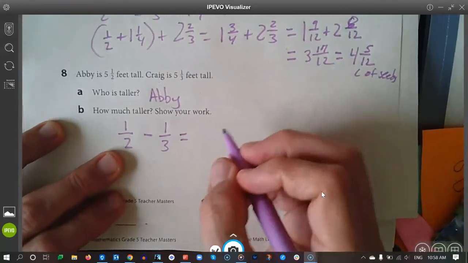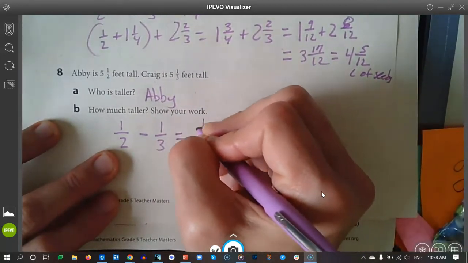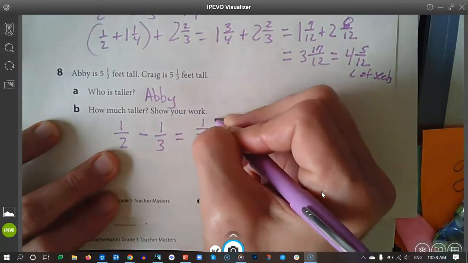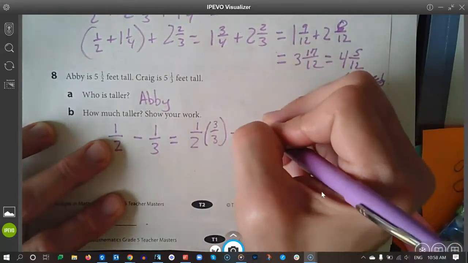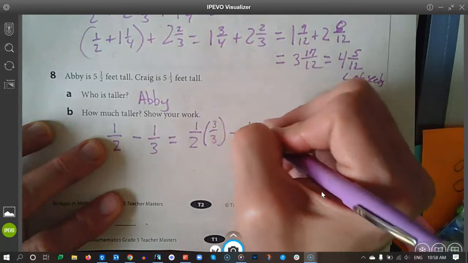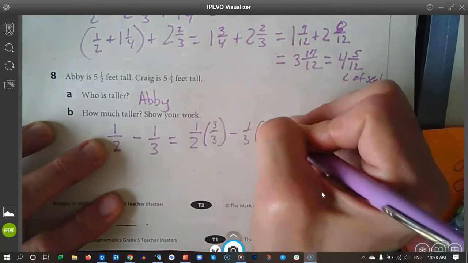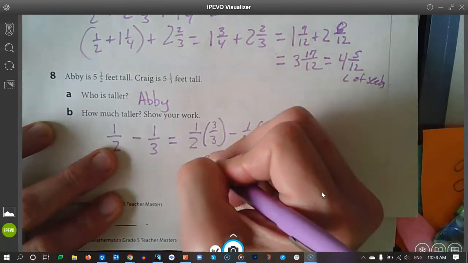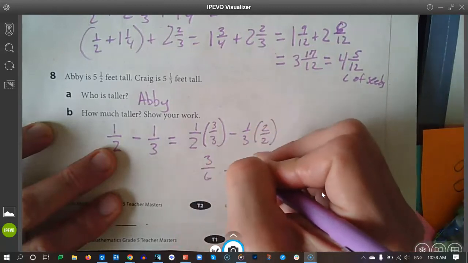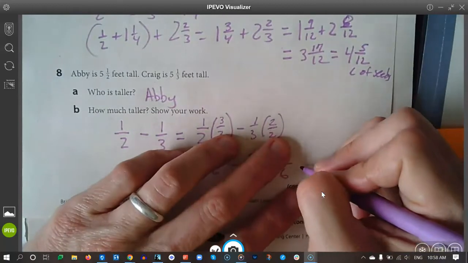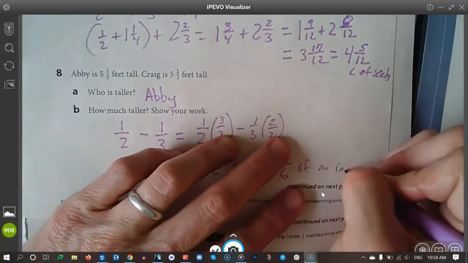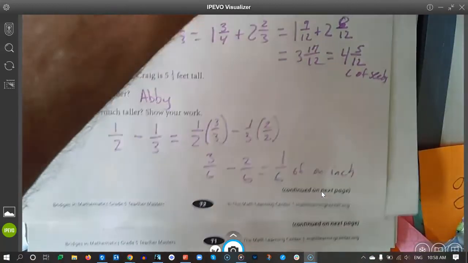Again, those denominators are not the same, so I do want to change those to, I would think, 6ths. So we're going to do 3/3 minus 2/2. So this is 3/6 minus 2/6, and that is 1/6 of an inch. Alrighty.